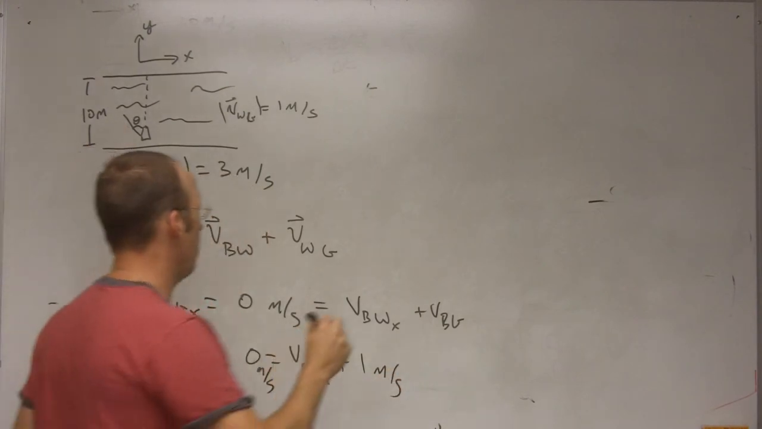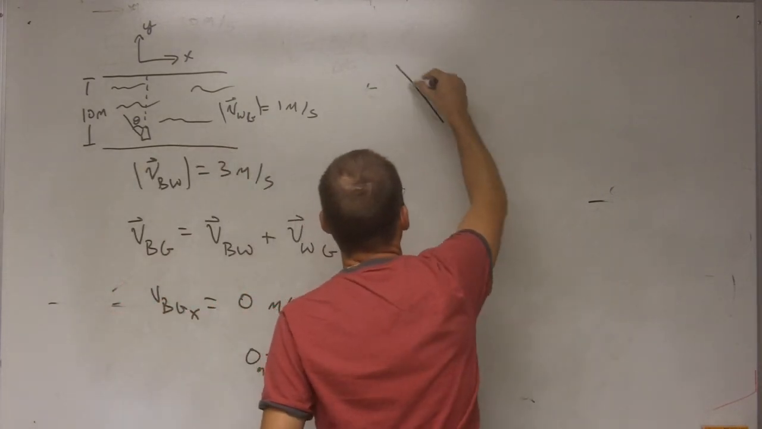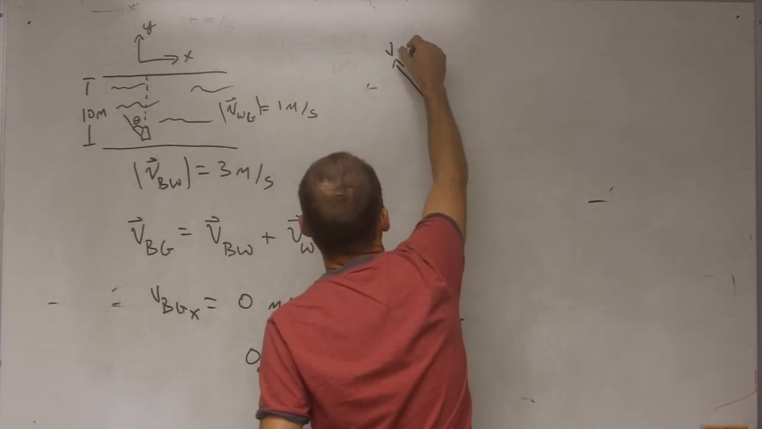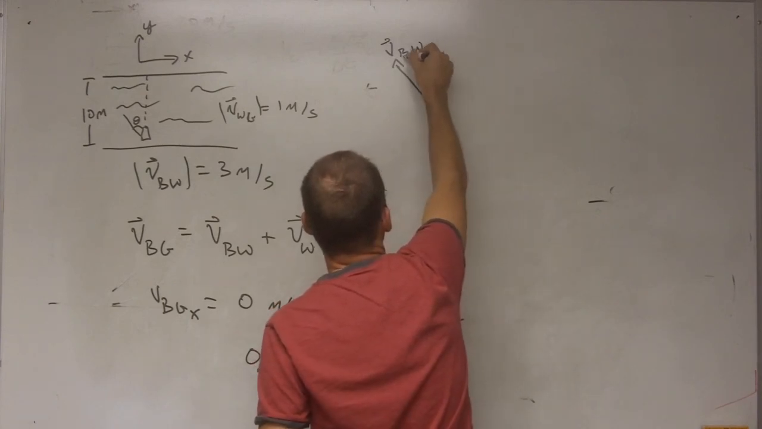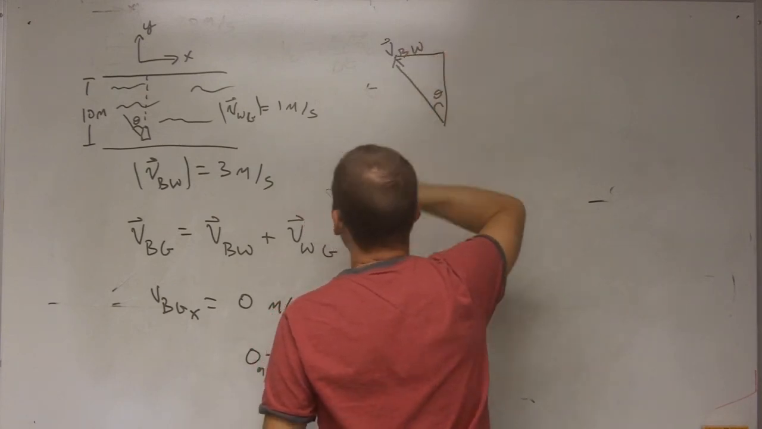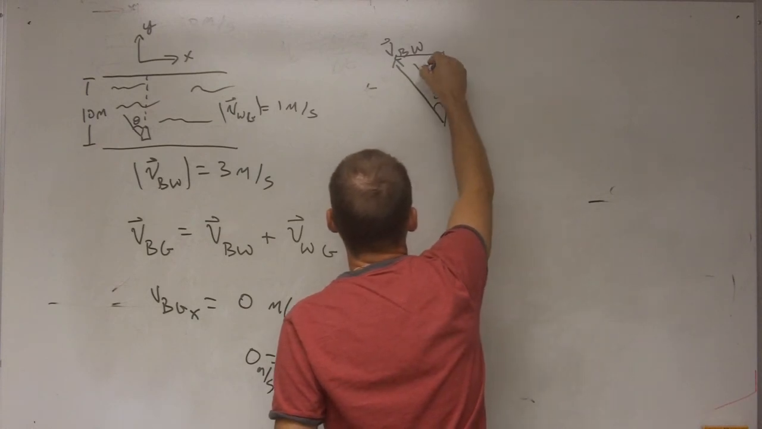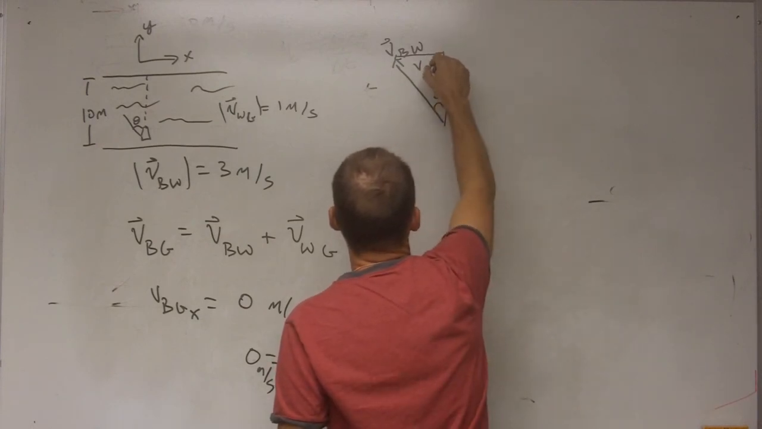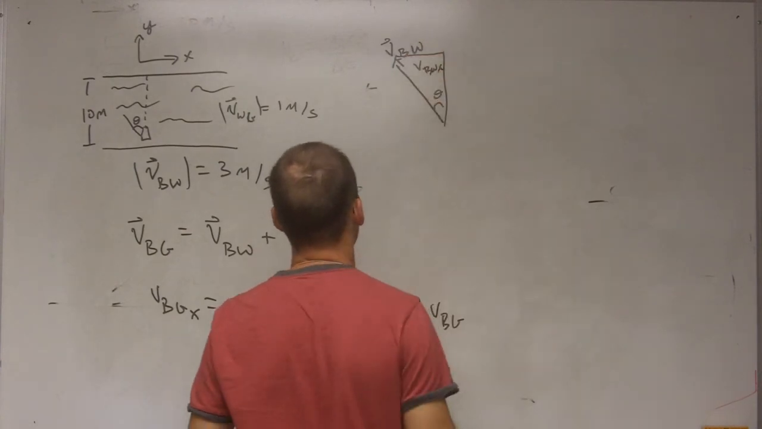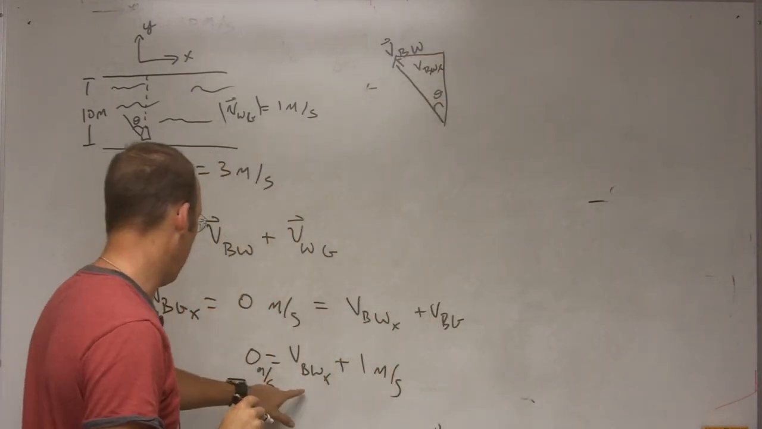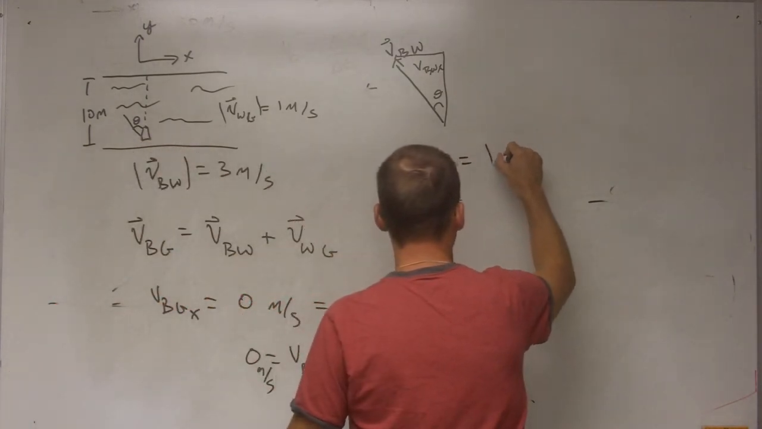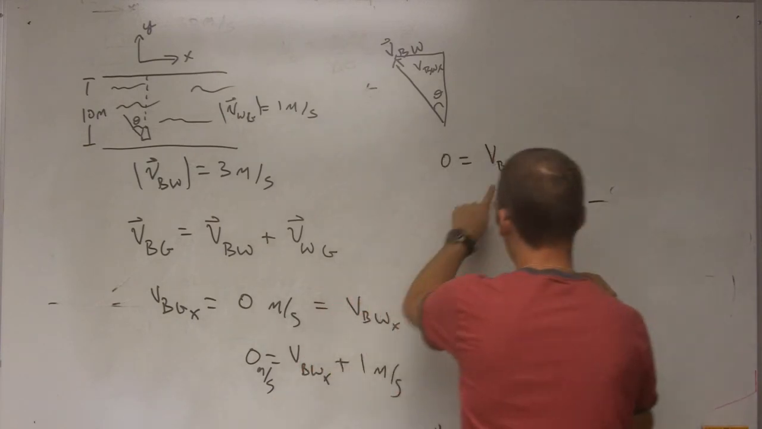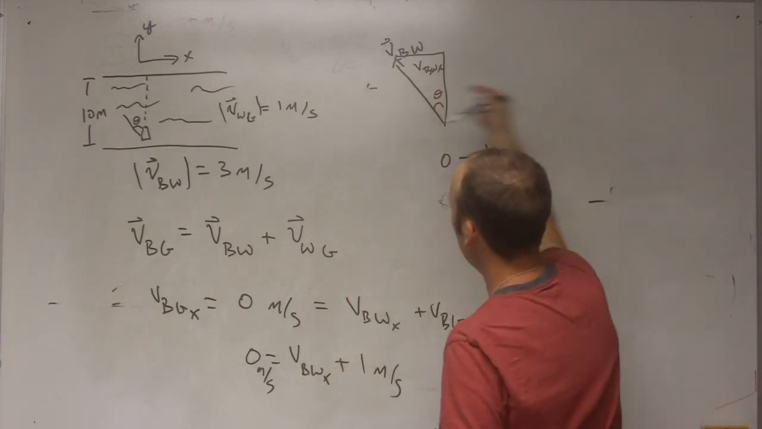And let me redraw my boat here. Here's my boat vector. This is the velocity of the boat with respect to the water, theta. And so this is going to be the velocity of the boat with respect to the water in the X direction right there, that component right there. So I can write this as 0 equals VBW, the magnitude, the whole thing, negative, because it's in the negative direction.